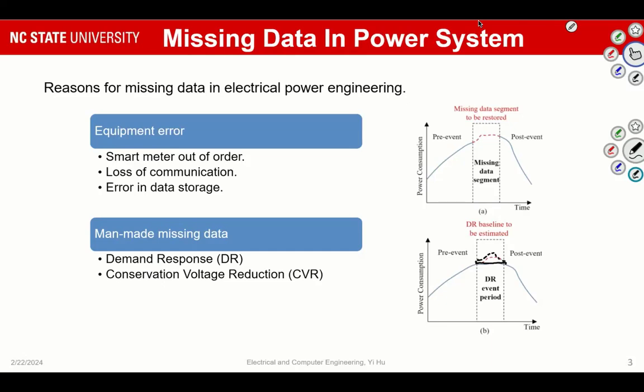A similar thing for the CVR baseline estimation. We do a CVR, the load goes down a little bit, and the baseline we never know. So we need to fill out the missing part to do further study. This is the background in the application, or the cases in power systems.